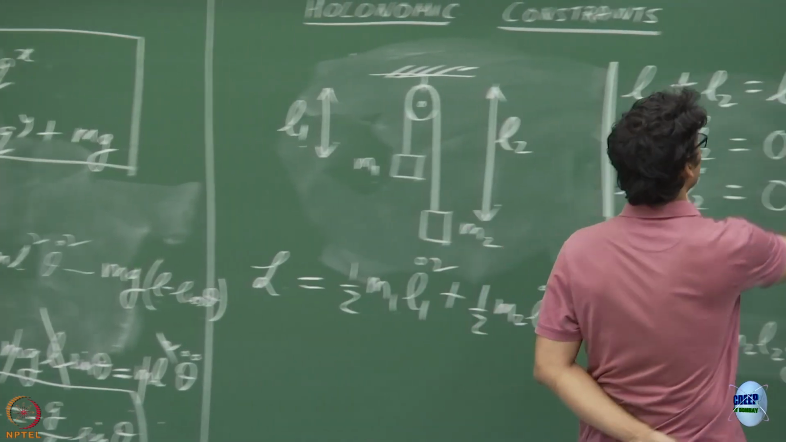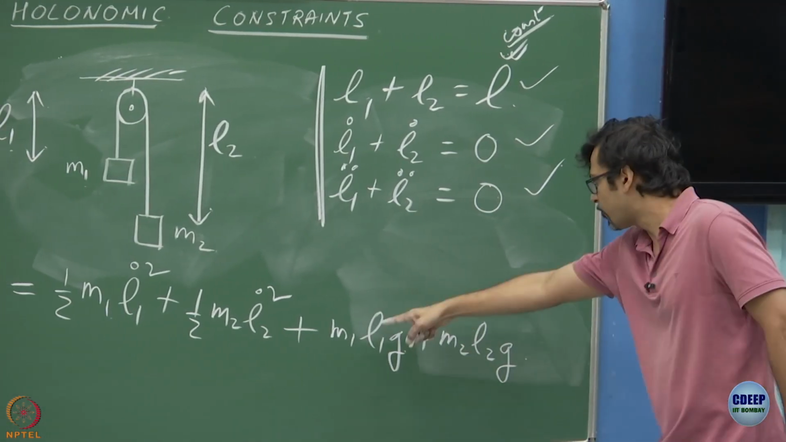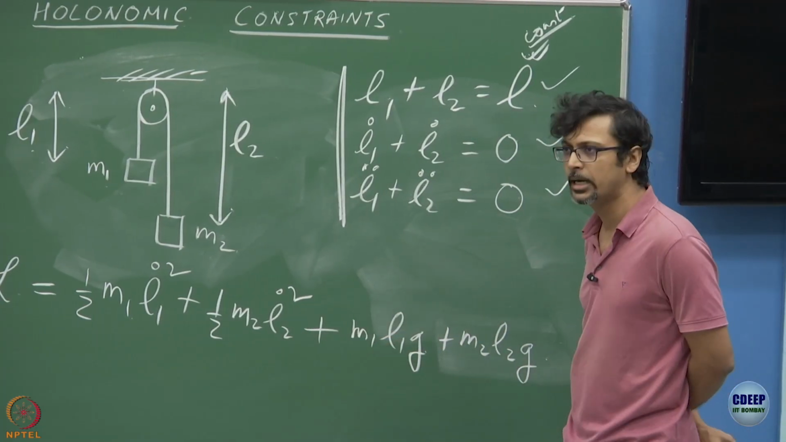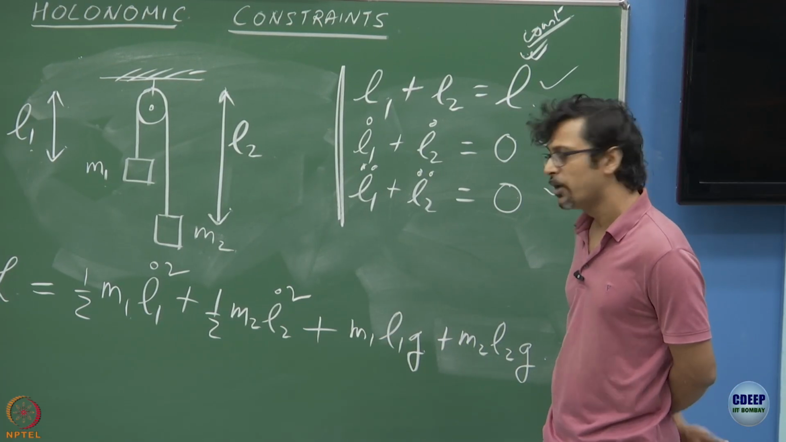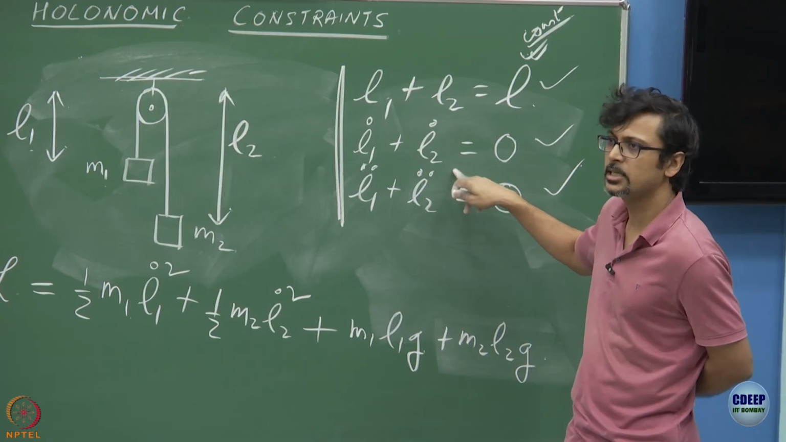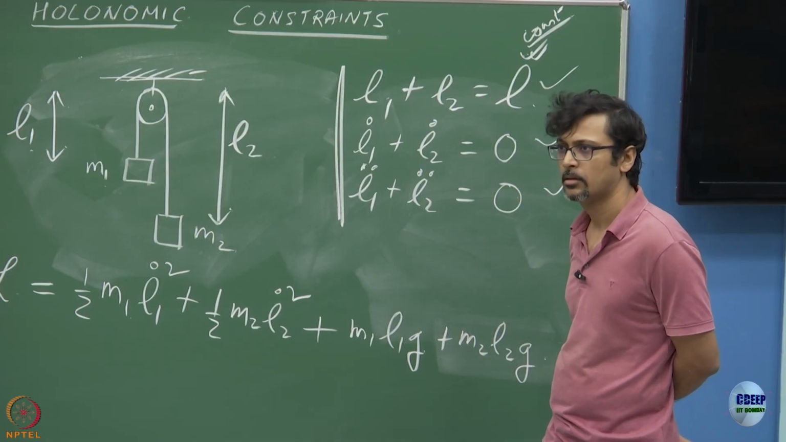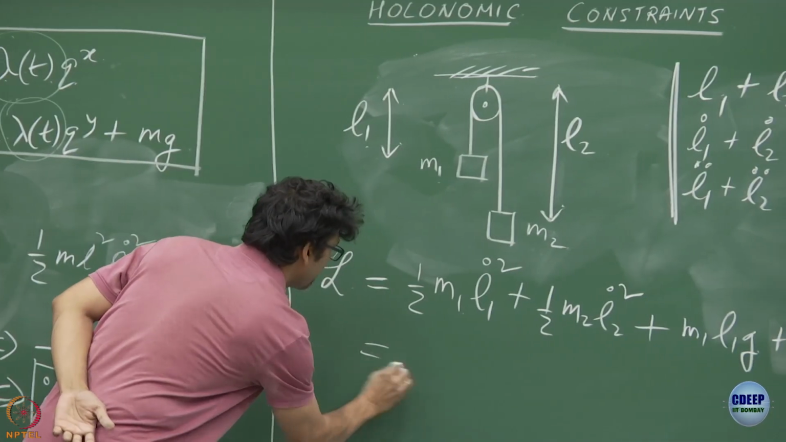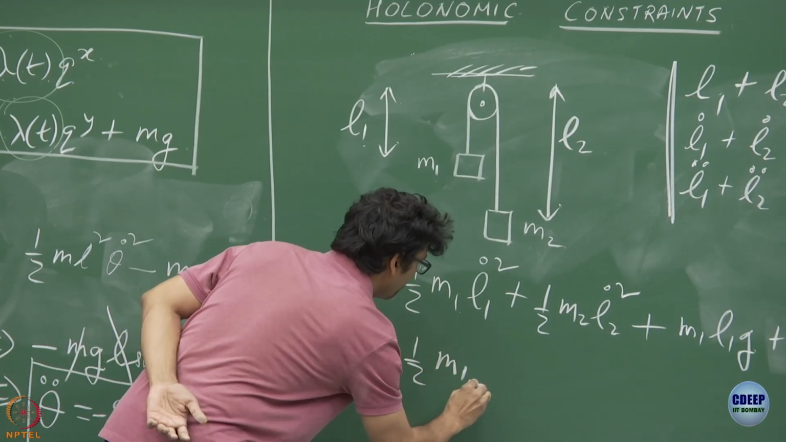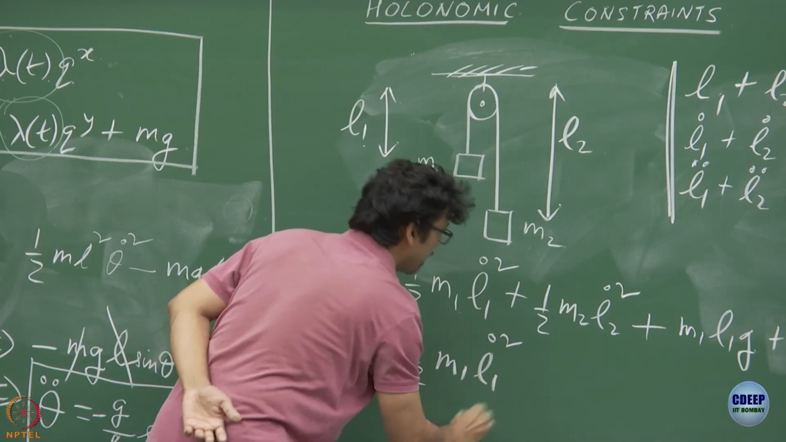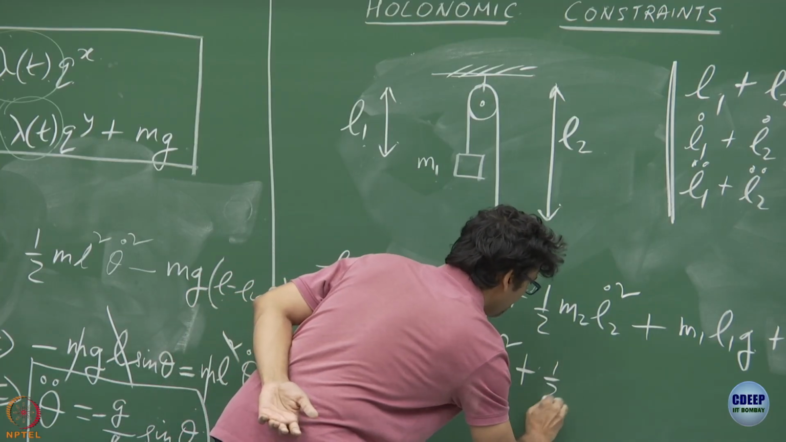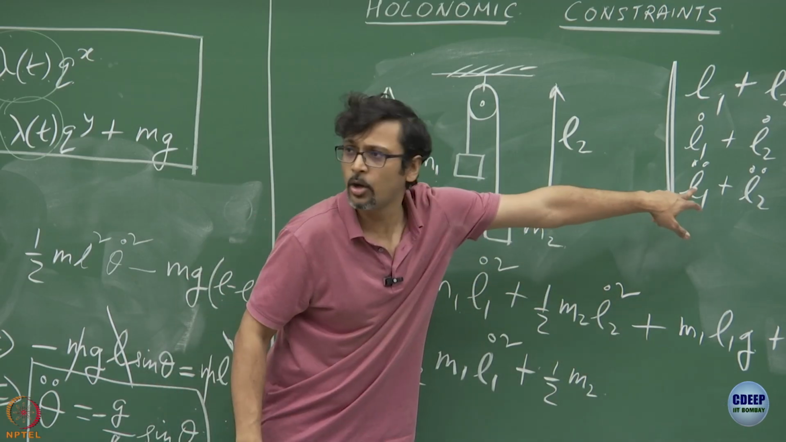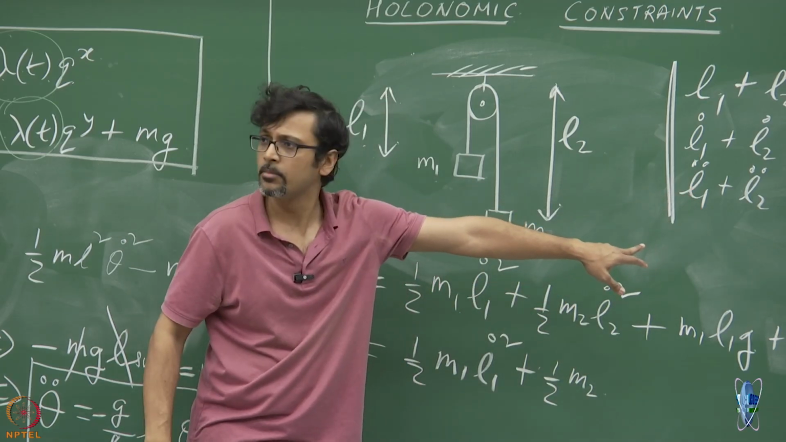Make use of these things. Get rid of one of those things. Why unnecessarily carry the burden of both L1 and L2, L1 dot and L2 dot, if you already know the relations that exist between them, right? So this becomes M1 L1 dot squared plus half M2. What is L2 dot? Minus L1 dot. So when you square them, it's the same.